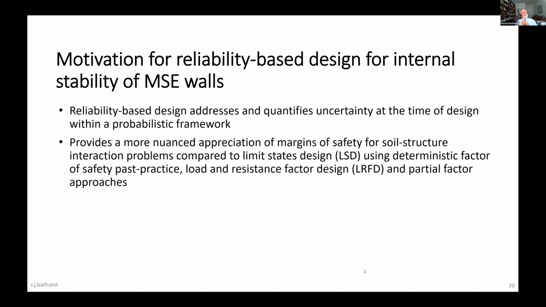So the motivation for reliability-based design for internal stability of MSE walls is that it addresses and quantifies uncertainty at the time of design within a probabilistic framework without the constraints that I've just mentioned. And it provides a more nuanced appreciation of margins of safety than using simple deterministic factor of safety past practice, or load and resistance factor design, or partial factor of safety approaches, which are used, for example, in Europe.